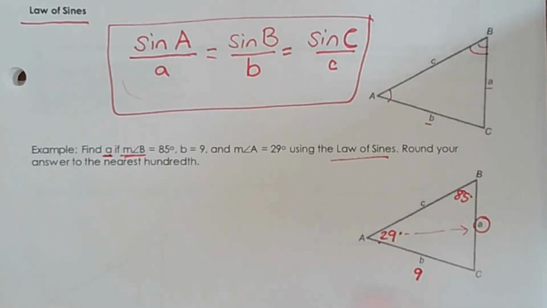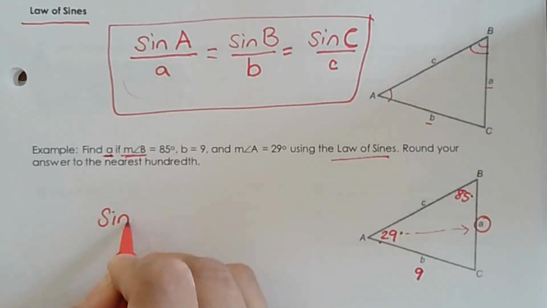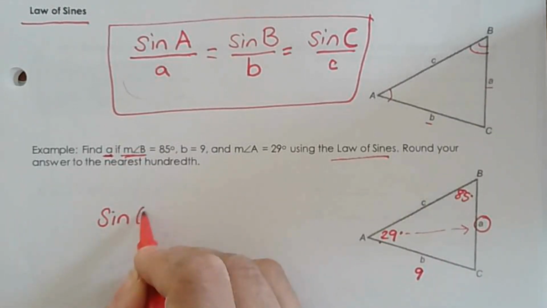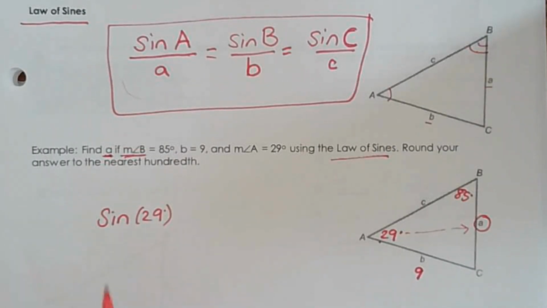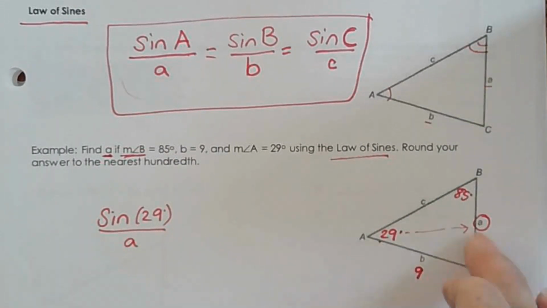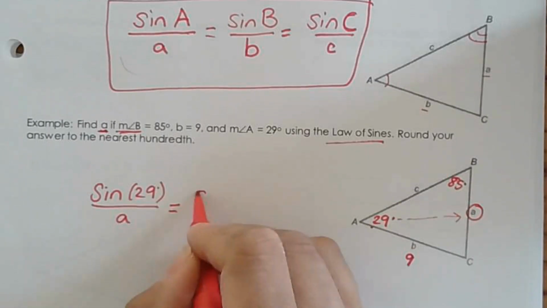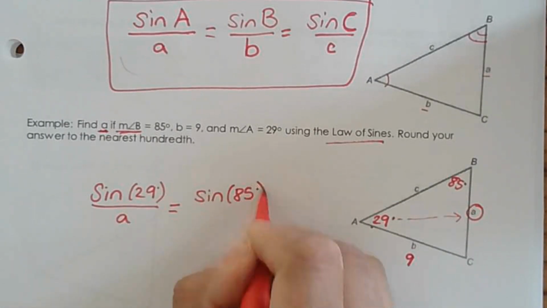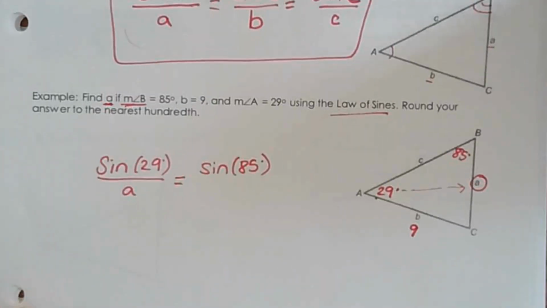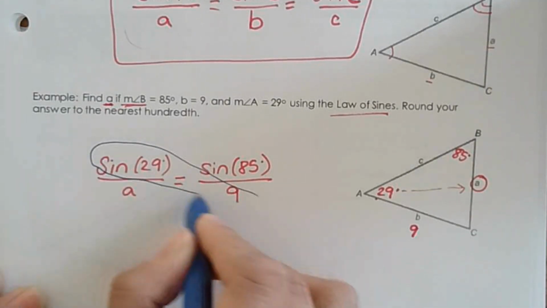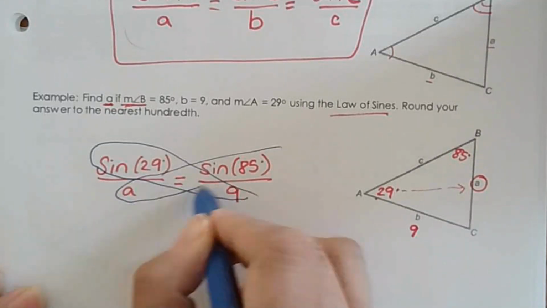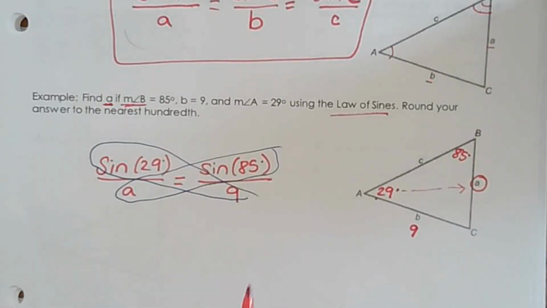So here's how this would look. You can start with sine of angle A, which is 29 degrees, then divide it by lowercase a because I don't know what lowercase a is. And then set it equal to sine of the next angle that I know, which is 85 degrees, and divide it by 9. That's what law of sines tells me to do. So far, this is my setup, and now from here, we're just cross multiplying until we can find an answer for lowercase a.